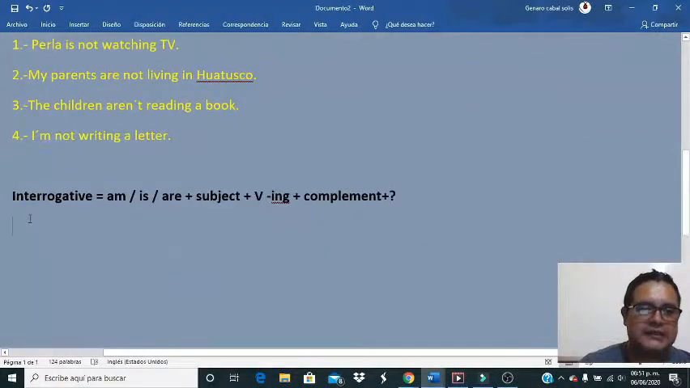Now let's analyze how to build the interrogative sentences. In this case, we are going to have the am, is, are at the beginning. Here is going to change a little bit. Aquí va a cambiar un poco porque el am, el is o el are van a ir al principio ahora. And after the subject, después el sujeto, after the verb with ing form, después el verbo con ing, finally the complement and the question mark. Finalmente el complemento y el signo de interrogación.